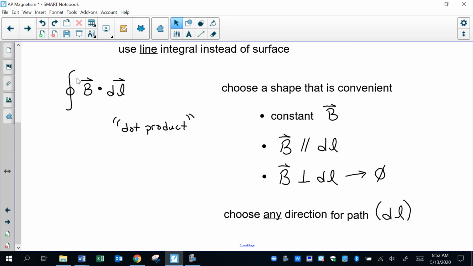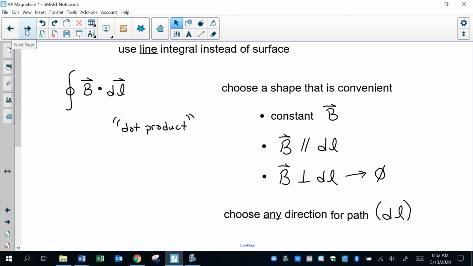Since we're doing an integration, having a constant is nice. You're going to want the magnetic field to be either parallel or perpendicular to the path. That way our dot product is simple. If they're parallel, we get a product. If they're perpendicular, we get 0. Because we have a path instead of a surface, you pick a spot on your shape and integrate in some direction. Keep in mind, when you have two vectors pointing together, positive. When you have two vectors pointing opposite, negative.